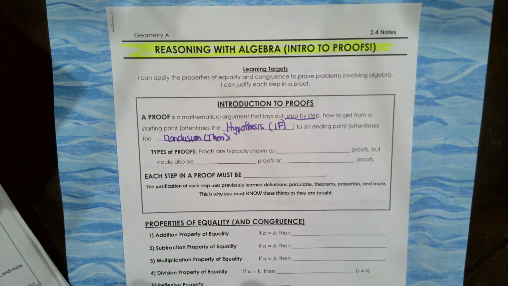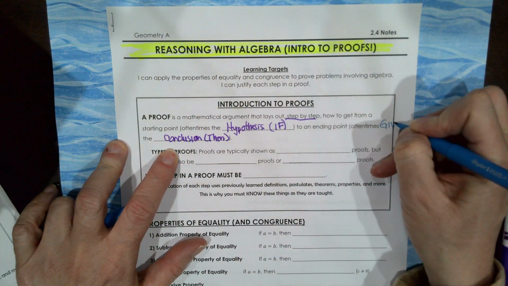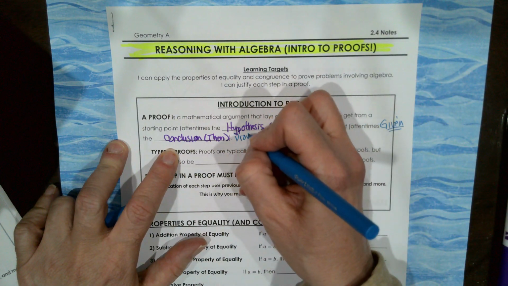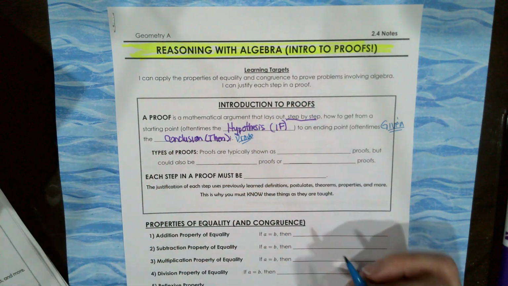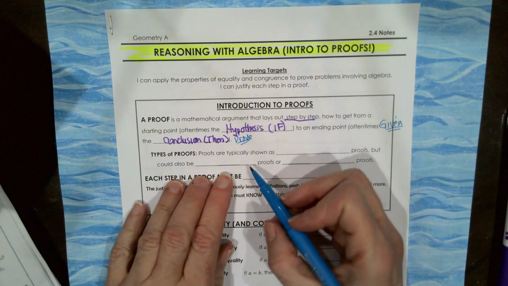And I'm just kind of going to add off to the side. You will often have given and then prove, okay? So, types of proof. There's lots of different types. This is just kind of for your information.